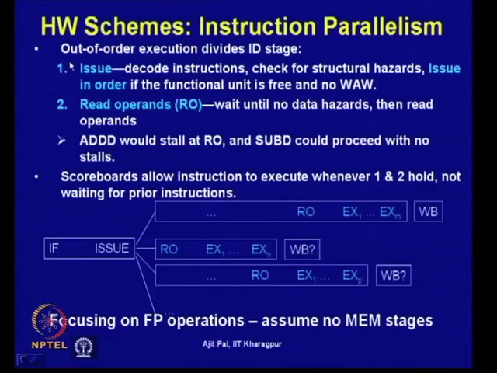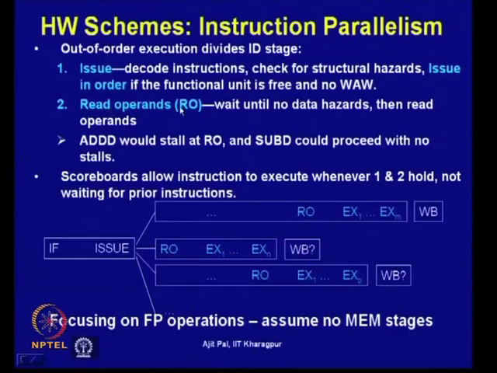And to allow out of order execution, the ID stage, the instruction decode stage, has been divided into 2 parts. The first part is known as issue, and this issue stage will decode instructions, check for structural hazards, and issue in order if the functional unit is free and there is no write after write hazard. That means if there is no write after write hazard and the hardware is available, issue will be performed.